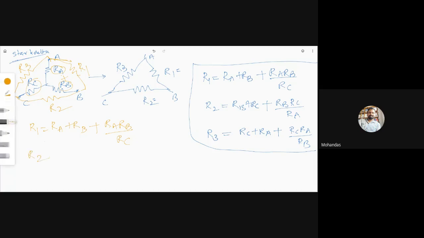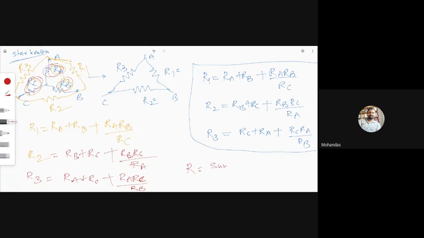Likewise, take R2. If you want to write R2 here, what are the adjacent resistors here? One is RC and another one is RB. So RB plus RC plus RB RC by what is the remaining? RA. That means the other resistance. Likewise, you have to remember these formulas. R3, and R3's adjacent resistors are RA and RC. So RA plus RC plus the product of these by the opposite resistance or other resistance. Other resistance is RB.